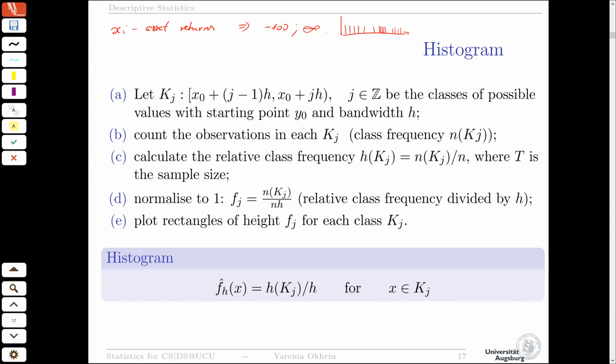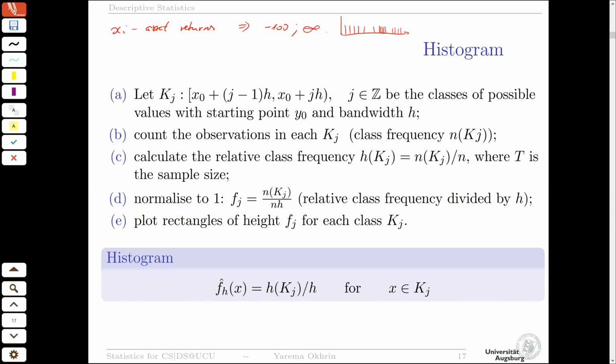Then we compute in exactly the same way the relative class frequencies. Those are measured in percentage points. And you plot, in fact, your f_j, which is normalized by the number of observations and by the width of the class h. So at the end, you get f hat h, and you plot this. So f hat h is the functional form of this histogram.